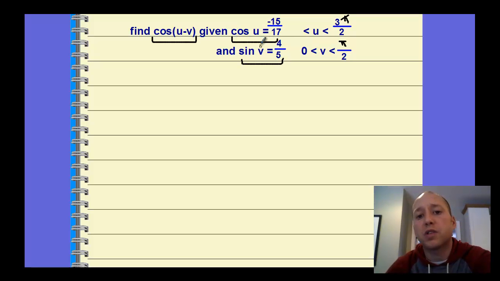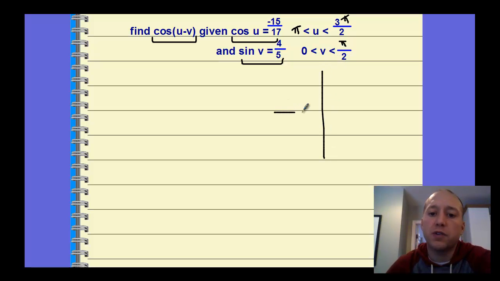We don't know what the angles are. We're given the ratio that's equivalent to. So we don't want to find the angle, we want to find what the cosine of the subtraction of the two angles is. We're given some parameters here: our angle U has to be between pi and 3 pi halves, so that's the third quadrant. And angle V is between 0 and pi halves, so that's the first quadrant.